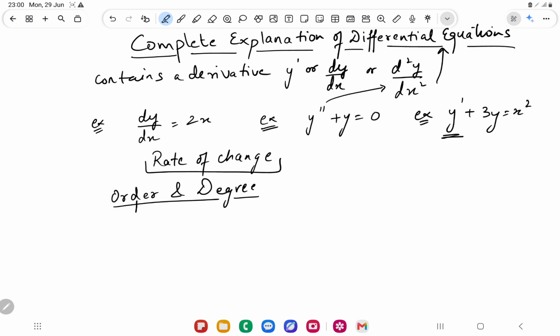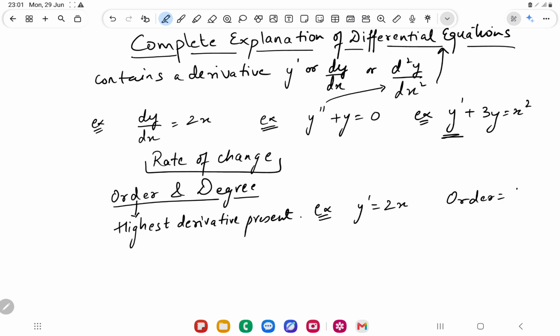So basically, order is the order of the highest derivative present. This is very important, so you should note it down. The order of a differential equation is the order of the highest derivative present. For example, if I write y dash is equals to 2x, its order is 1. Why 1? Because y dash, that is dy by dx, has the power 1.